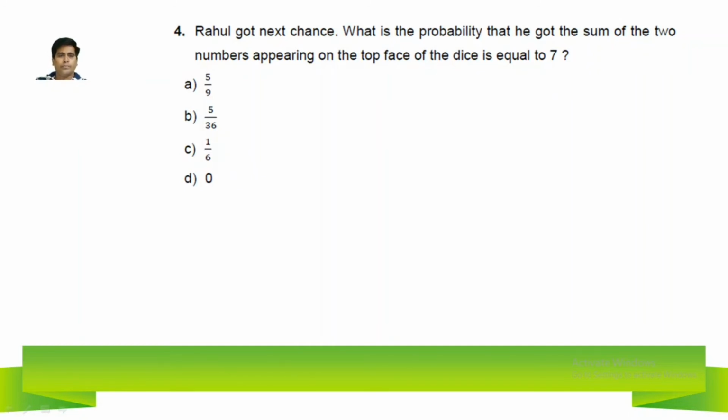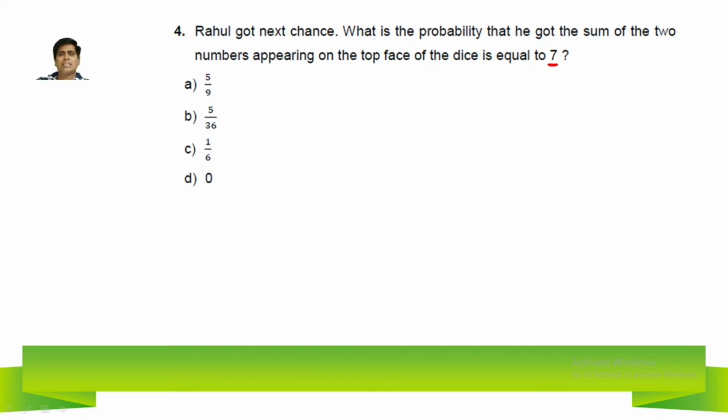Question number 4. Rahul got the next chance. What is the probability that the sum of the two numbers appearing on the top faces of the dice is equal to 7? It is exactly 7. So we'll try it. After that, we'll go back to the chart and verify it.